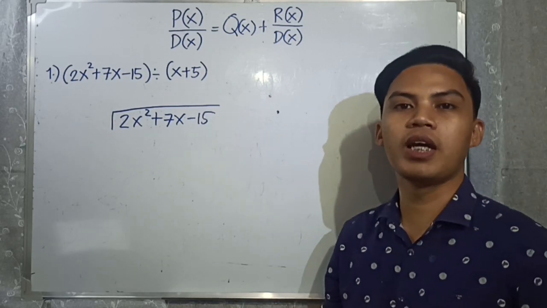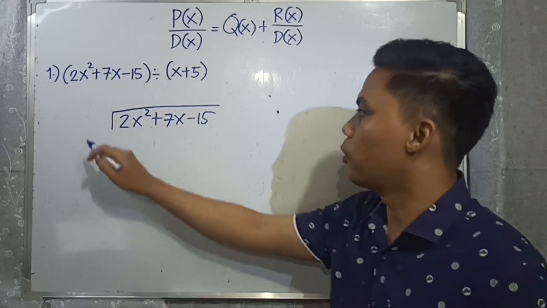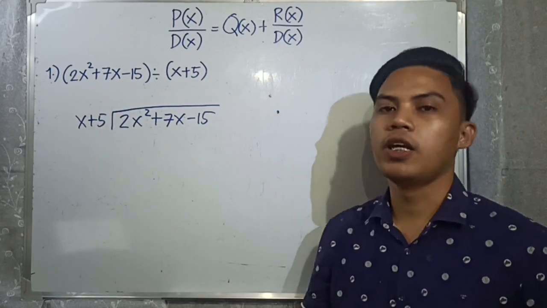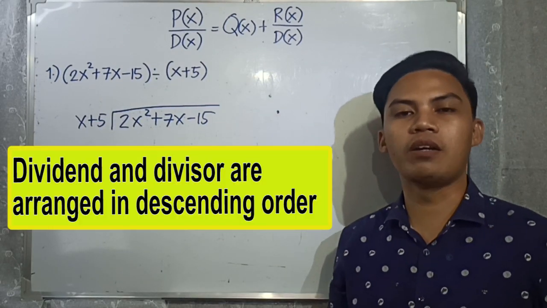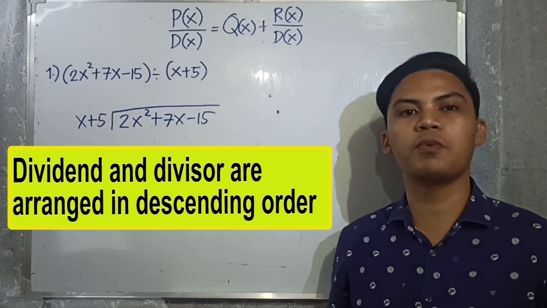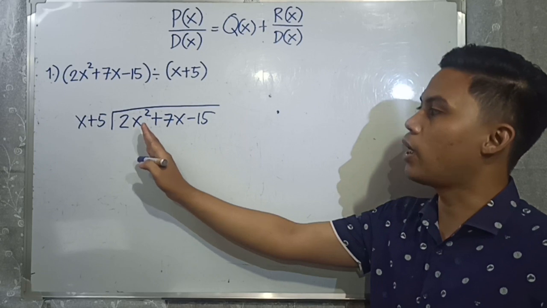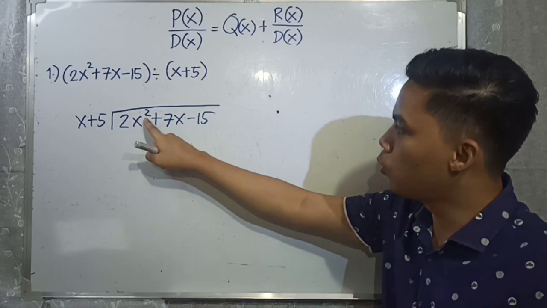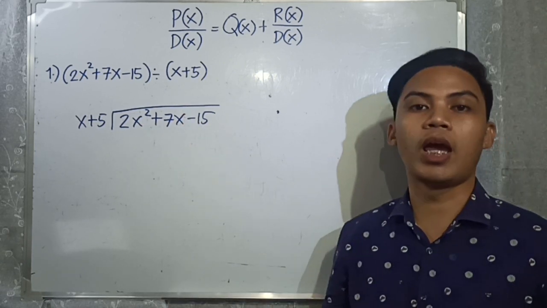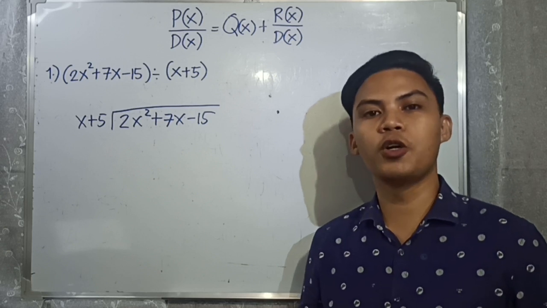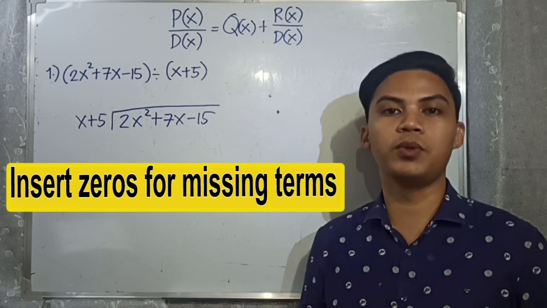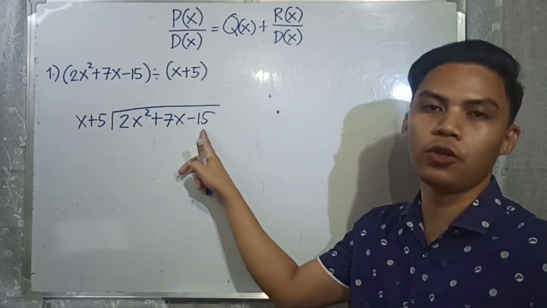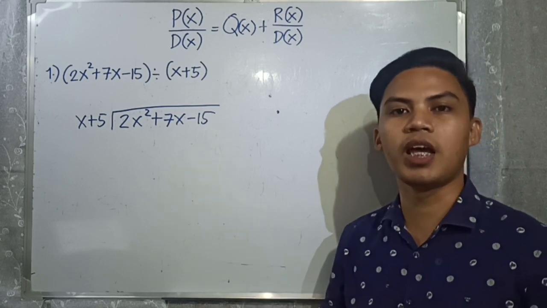At ang divisor naman natin ay susulat natin sa labas. So we have x plus 5. Okay. Now, make sure na yung dividend ay arranged in descending order. So based sa kanilang exponent, yung naunang nasulat ay yung may pinakamataas na exponent hanggang sa constant term. So we have here 2, 1, and yung constant term. And also, if the polynomial has a missing term, we're going to replace it with 0. So in this case, kompleto yung terms niya. Quadratic, linear, at yung constant term. So wala tayong i-replace na 0.